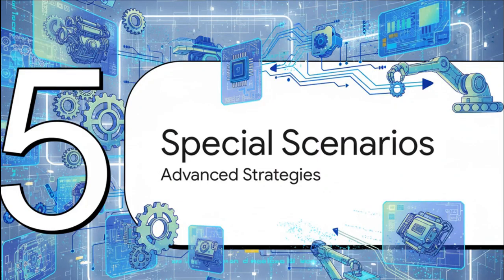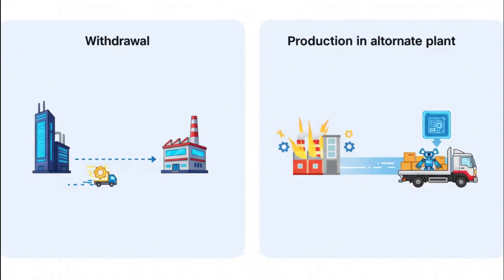But what happens when things aren't so straightforward? Modern manufacturing is full of complexity. A truly great digital blueprint has to be flexible enough to handle all kinds of special scenarios and advanced strategies. So let's look at 2 ways to handle manufacturing across different locations. Withdrawal is the simple one. You just need a part from a sister plant, so you pull it from their inventory.